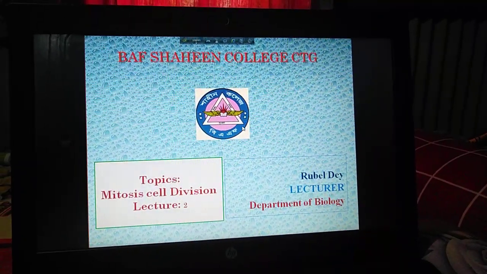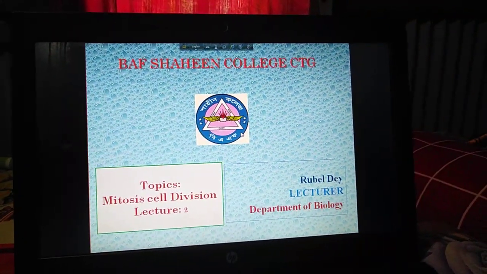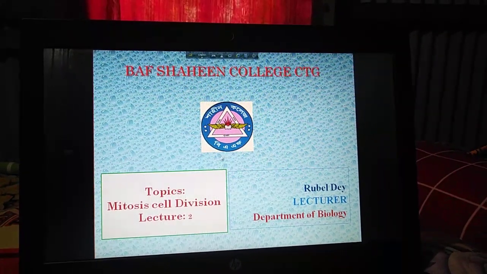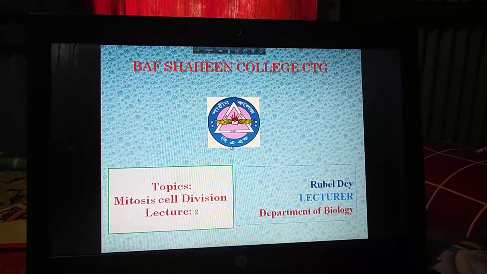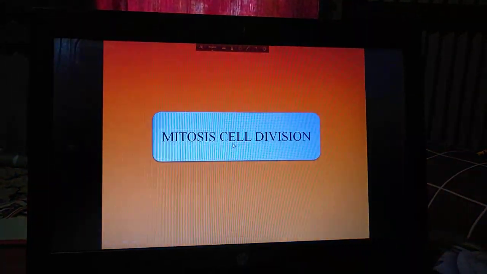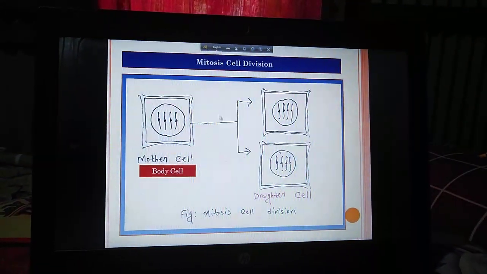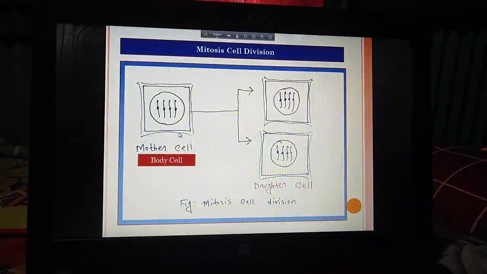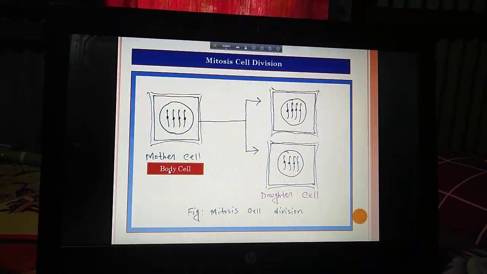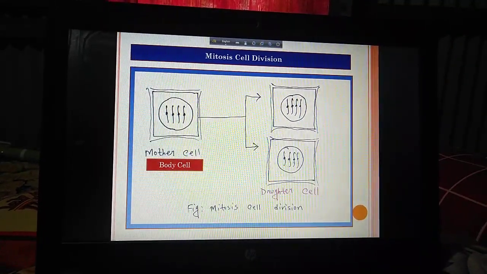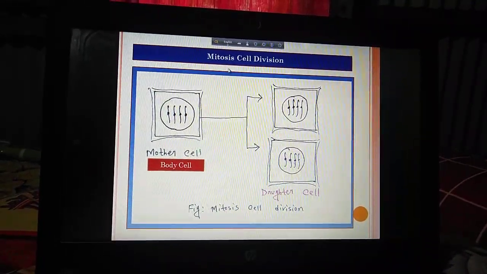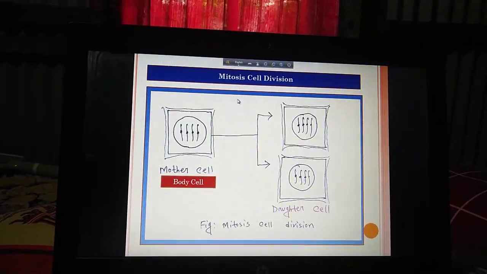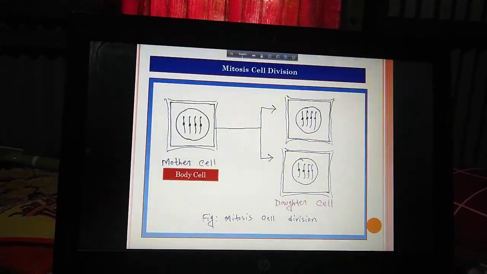Today, I'm going to discuss mitotic cell division for class 9 and 10. This is my lecture number 2. In this slide, you are seeing a figure. In this figure, you are also seeing that a body cell divides into two daughter cells. Actually, mitotic cell division occurs in our body cells at the time of our growth in case of eukaryotic organisms.